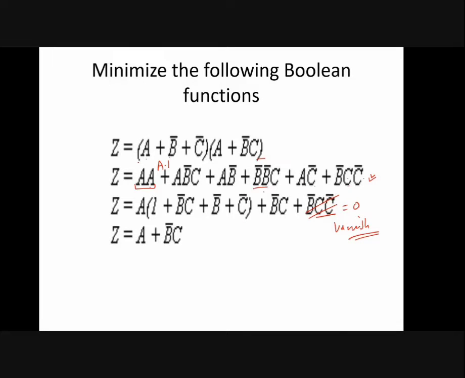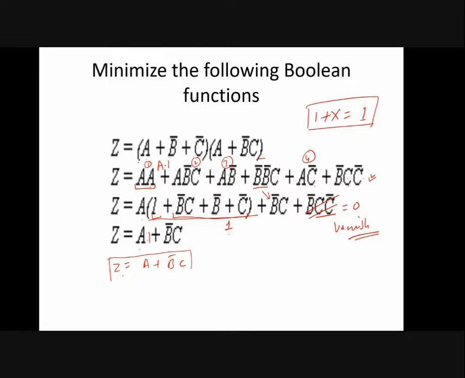B bar into b bar will be b bar. And out of the first, second, third, and fourth terms, we have taken a outside. So it is 1 plus b bar c plus b bar plus c bar. Now 1 plus x is equal to 1, an identity. So this bracket will give us the result 1. So we will have a into 1 plus b bar c. This term will vanish, and our final result is a plus b bar c.